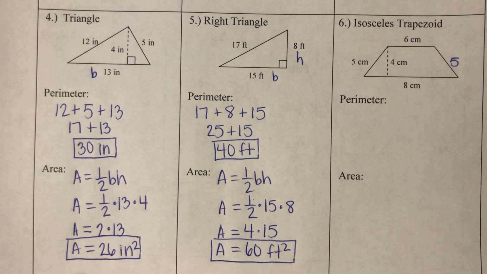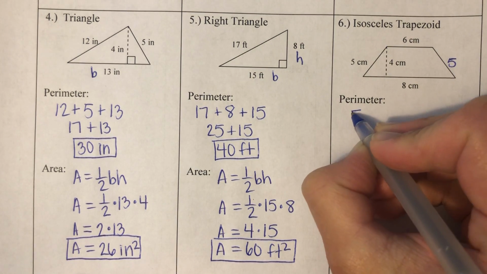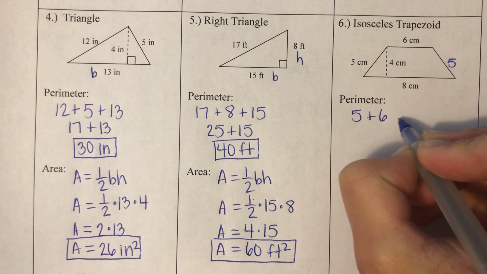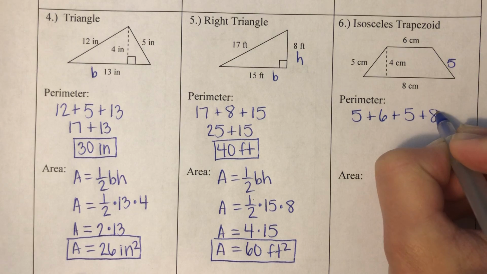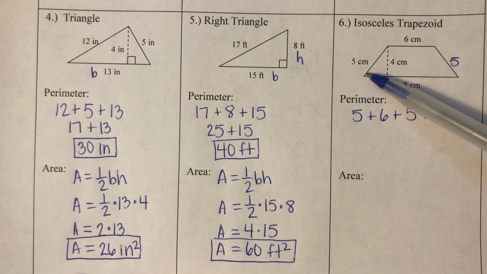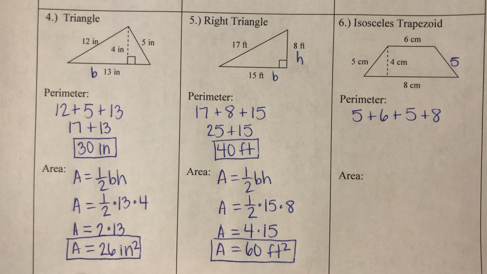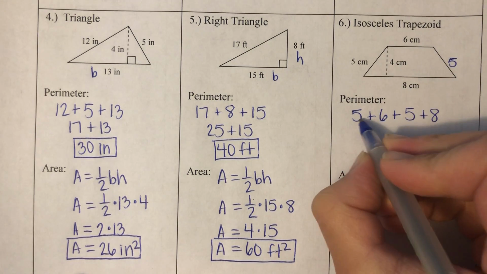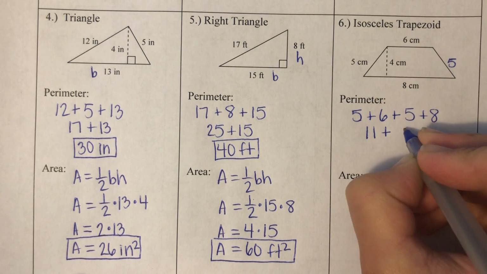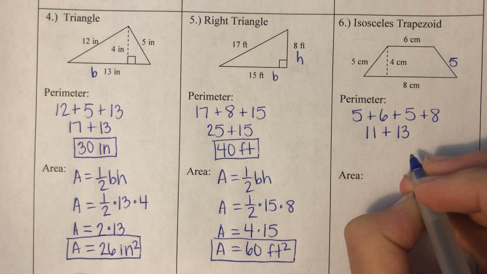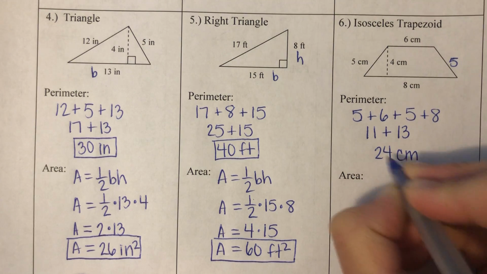All right, perimeter. Add up the sides along the edges. So 5 is along the edge. 6 is along the edge. Another 5 is, and the 8. I'll trace right the numbers I just grabbed. 5, 6, 5, 8. The 4 is inside. I'm not going to count that in my perimeter. 5 plus 6 is 11. Plus 5 plus 8 is 13. And 11 plus 13 is 24 centimeters.